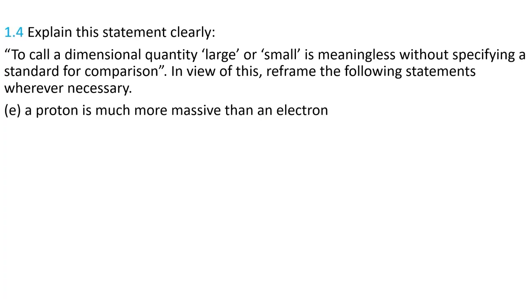Now, the fifth statement is: a proton is much more massive than an electron. So here the mass of a proton is compared to that of an electron. This statement does not need reframing, as it compares the mass of a proton with respect to that of the electron, and obviously the mass of a proton is much larger. So here the reference is the mass of the electron, and the mass of the proton compared to it is higher.